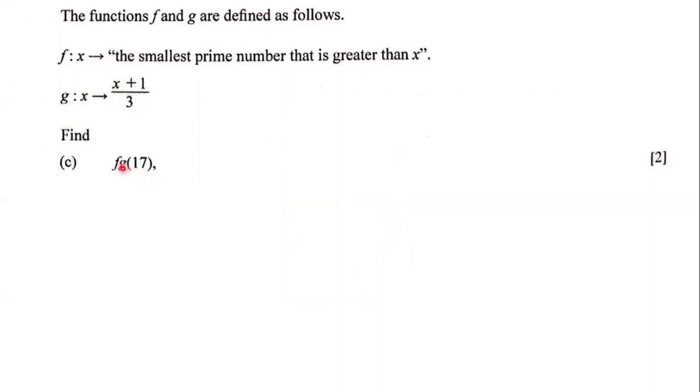Next, we need to figure out f of g of 17. This is a combination of two functions, so basically we have a function within a function. We have the function f on the outside, which is the parent function, and on the inside, we have the baby function, which is the g function. We have to figure out what g of 17 is, and when we do, we put that answer within the function f, and that gives us the result. It's a function within a function.